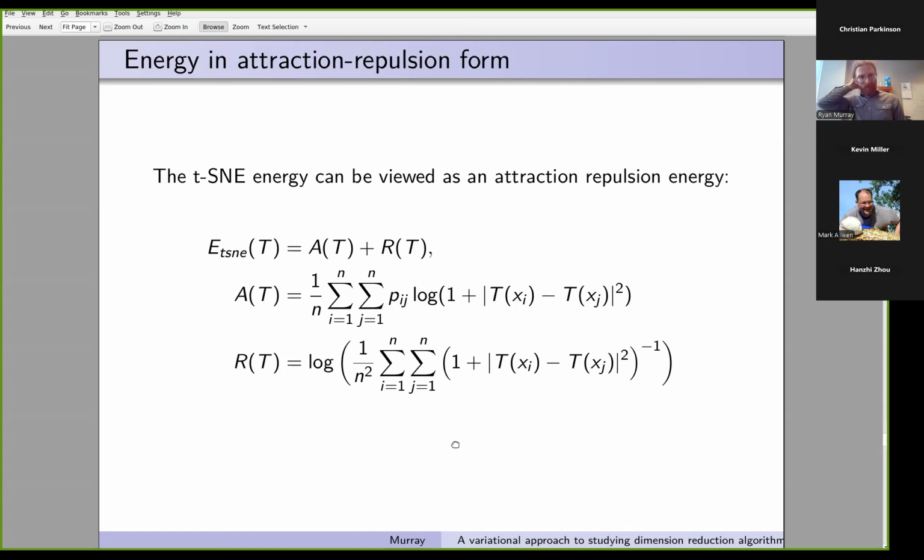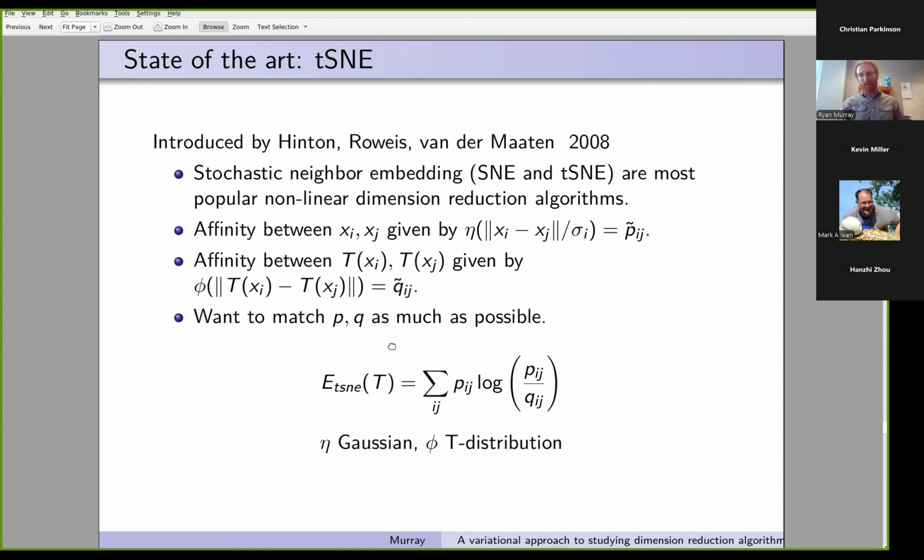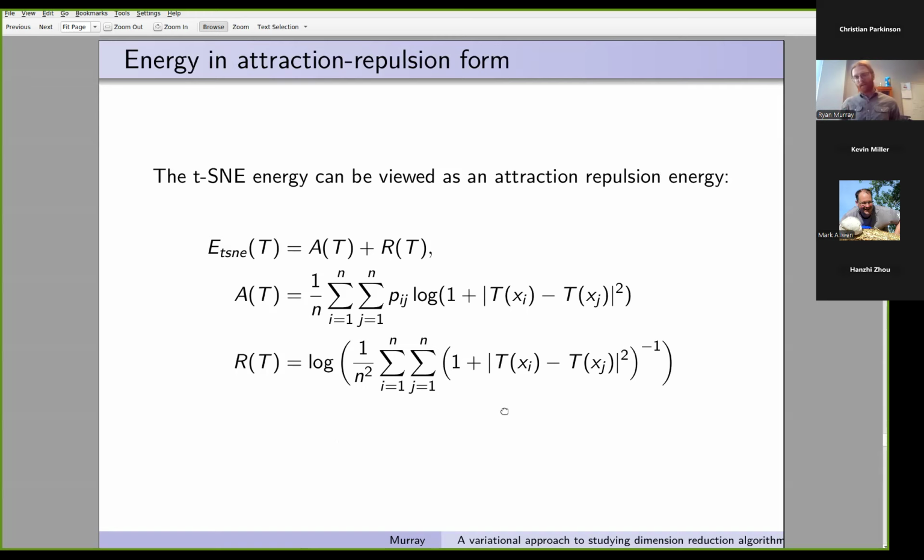Okay. So this energy here is a little bit funny because the T is hidden in a very implicit way. This Q has T dependence in it, but I don't see it in the energy. But if we do a little bit of algebra, I can actually rewrite this energy in a way where we can see all of the dependencies in a clear way. So here I can rewrite this tSNE energy as an attraction term and a repulsion term. So this attraction term would prefer that Txi and Txj be the same. And this repulsion term, because I have this inverse here, would prefer that Txi and Txj be different.